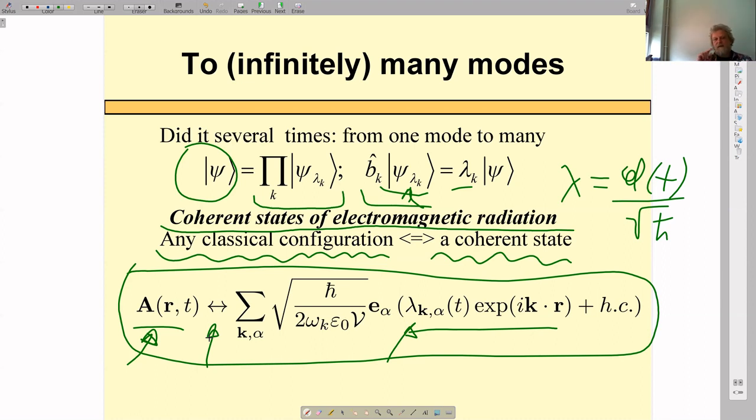Good, we've done it for many modes. Now we have several remarks. I've been talking about arbitrary superposition. A coherent state is certainly not an arbitrary superposition. The structure of the lambdas is very certain. On the other hand, it has the same arbitrariness as a classical solution. For any classical solution, one can find a one-to-one correspondence with a coherent state.